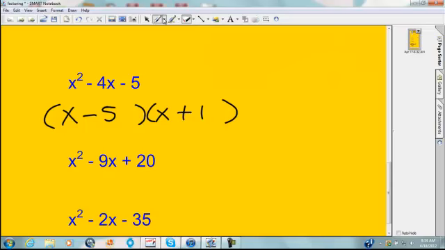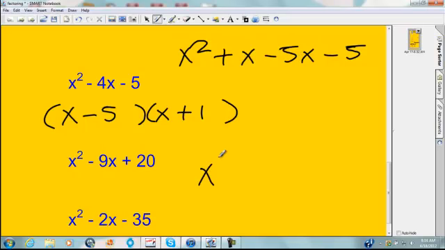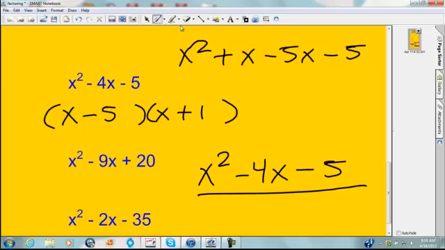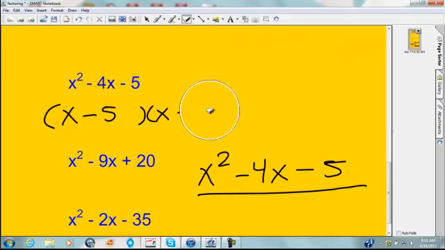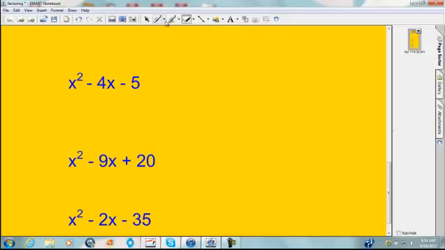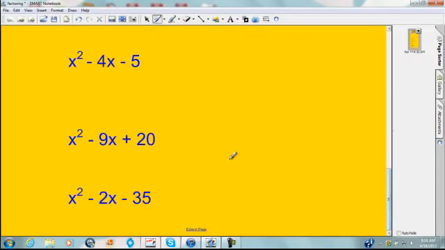And let's double check this one too. So x times x, x squared. X times positive 1 is plus an x. Negative 5 times x is negative 5x. Negative 5 times a positive 1 is negative 5. Combine like terms, I've got a positive x and a negative 5x. That's going to give me negative 4x, and bring down my negative 5, and I'm back to where I started from. So when you've got negative signs in your problem, it's a little bit trickier. Next example.